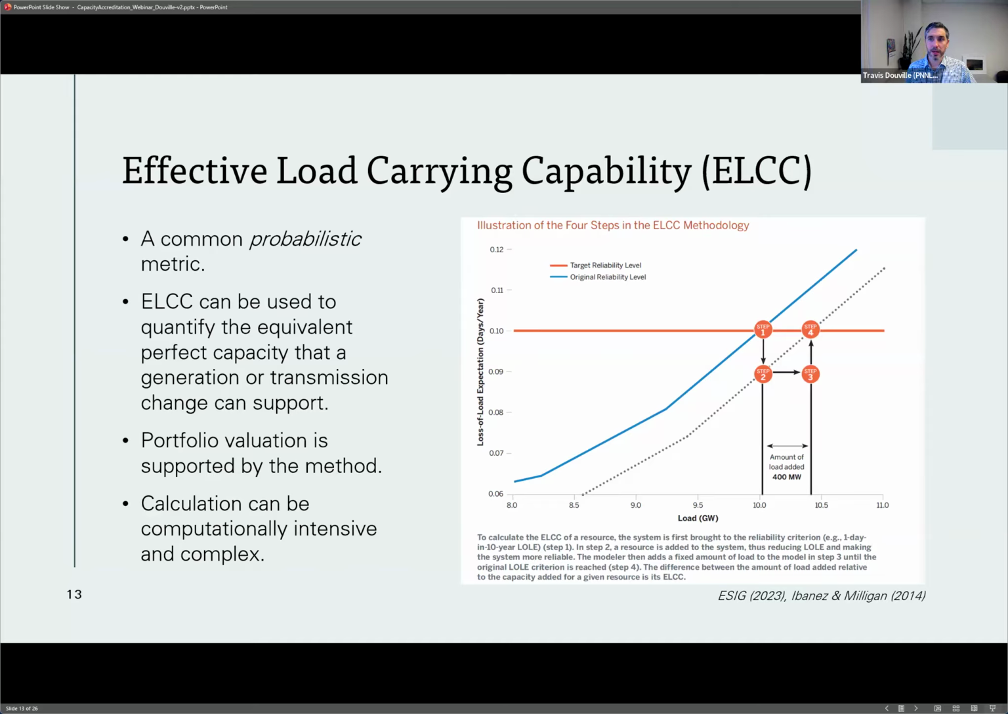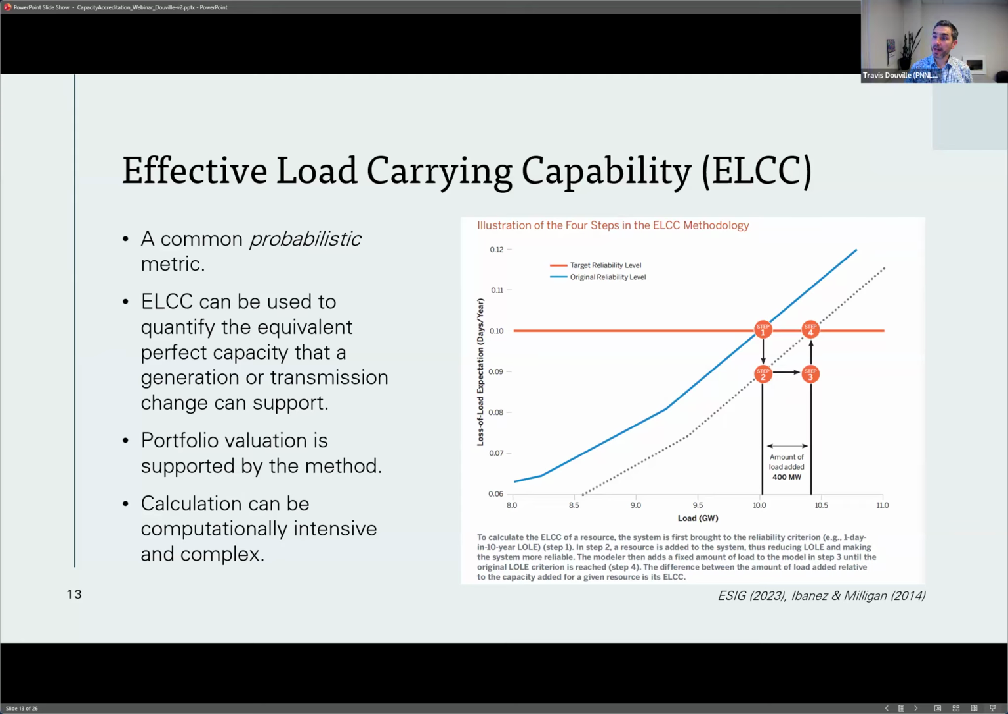Portfolio evaluation can be computationally intensive and difficult to describe and interpret, but it is a robust and reliable approach. There are 4 steps to calculating ELCC, which are depicted in the diagram at right. First, one calculates the loss of load expectancy, or substitute your RA criterion of preference here, normalized expected unserved energy. I've used that before. Could be other things, of course.